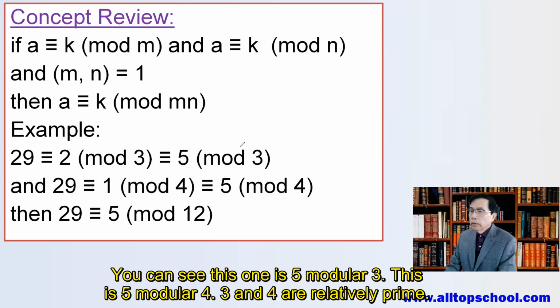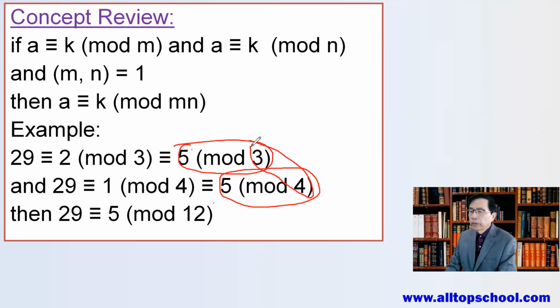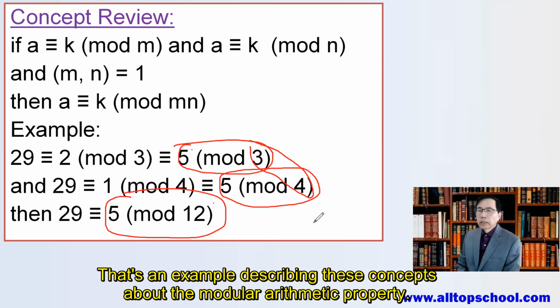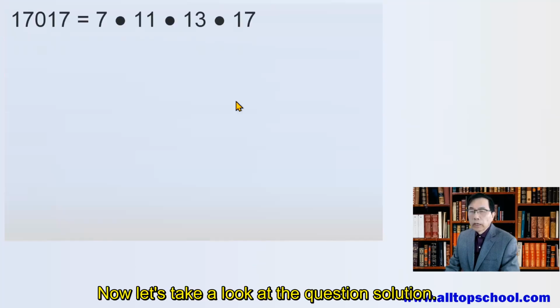You can see this one is 5 modulo 3. This is 5 modulo 4. 3 and 4 are relatively prime. So you're going to get 5 congruent to 5 modulo 12. That's an example describing these concepts about the modular arithmetic property. Now let's take a look at the question solution.